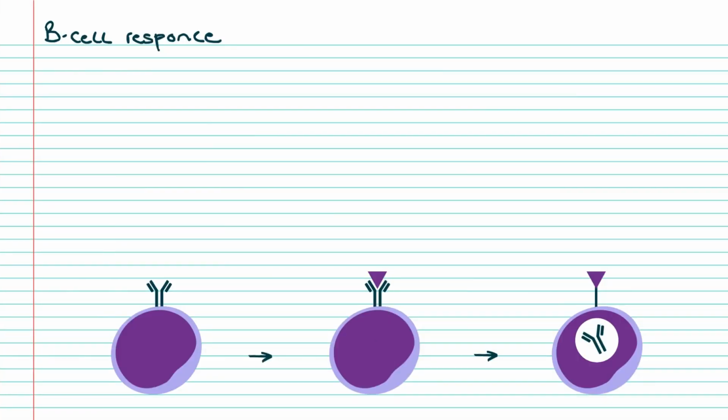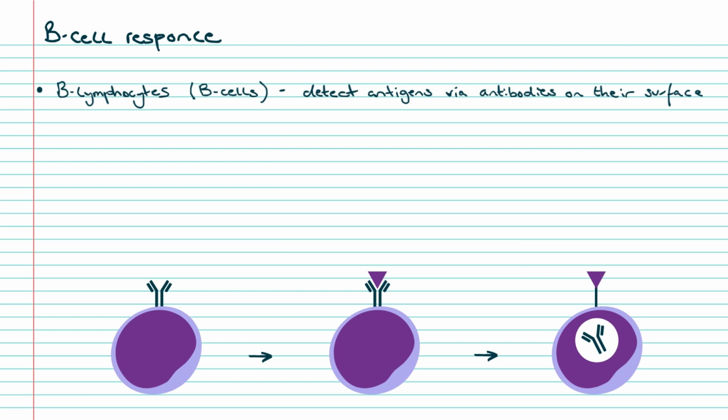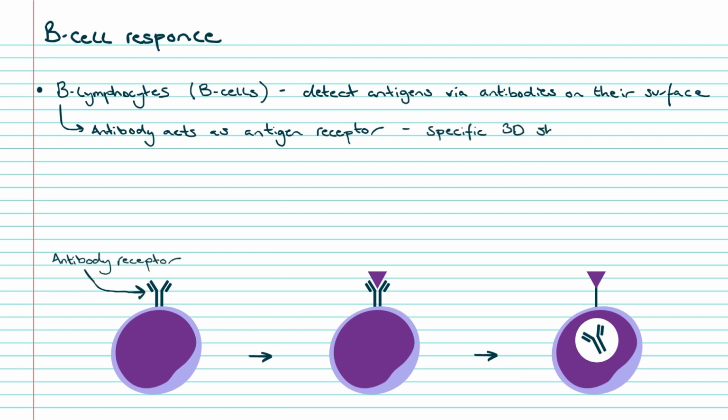The first stage of the B cell response involves the detection of antigens. B lymphocytes, or B cells, detect these antigens via antibodies on their cell surface membrane that act as antigen receptors. These antibody receptors are unique to each individual B cell, with each having a different three-dimensional shape. This means that each B cell can only detect an antigen if it matches the shape of its specific receptor.